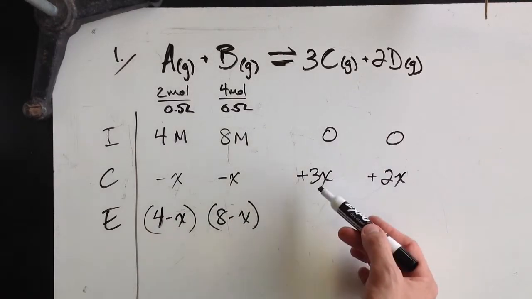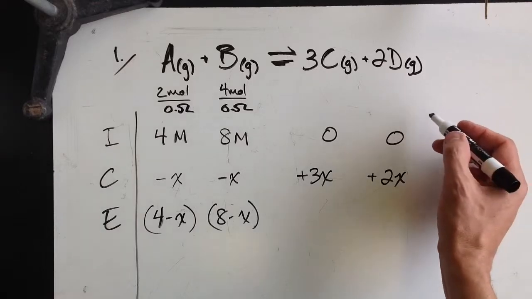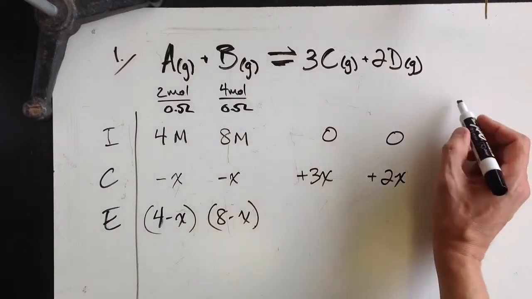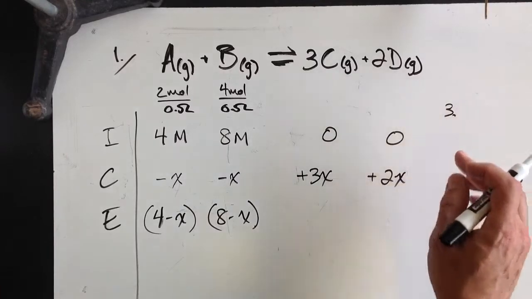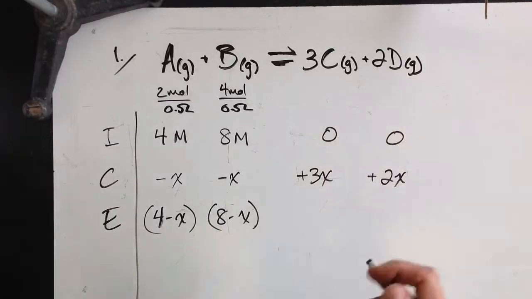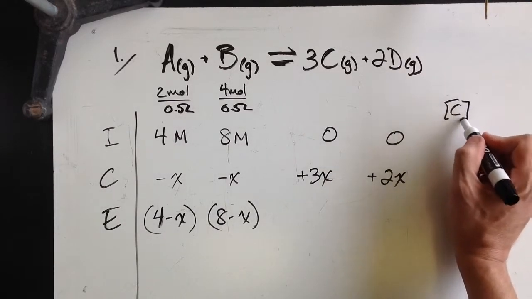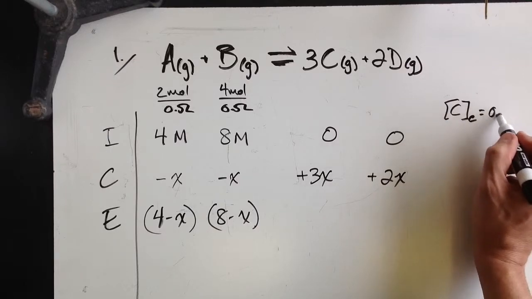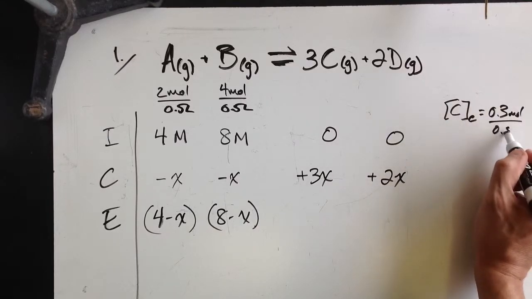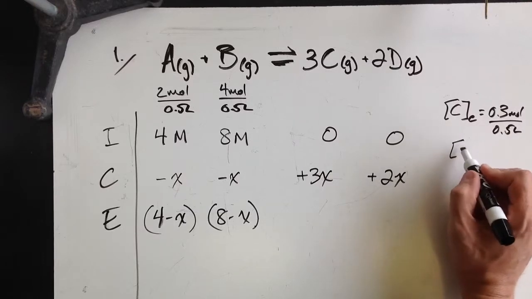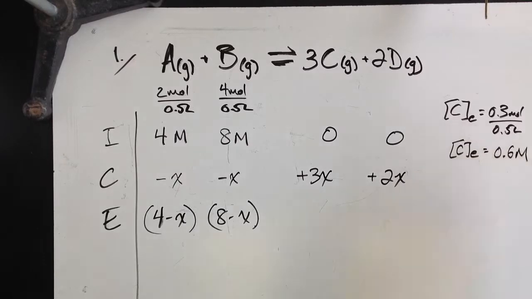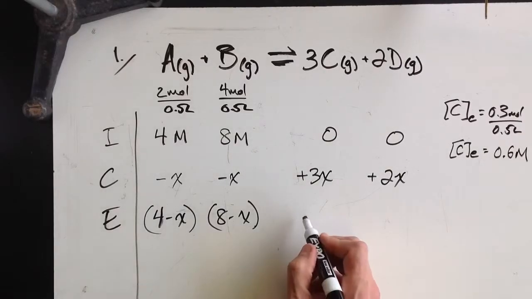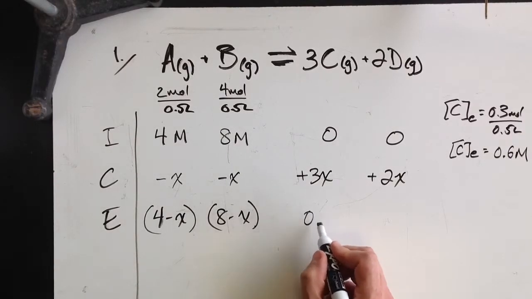Since we know what this is, I'm just going to do it quickly over here. We know that the amount of C was 0.3 moles. I apologize there. So at equilibrium, 0.3 moles divided by 0.5 liters means that we have a concentration of C at equilibrium of 0.6 molar. I don't know if you guys can see that on the edge there. So I know that my concentration at equilibrium is 0.6.